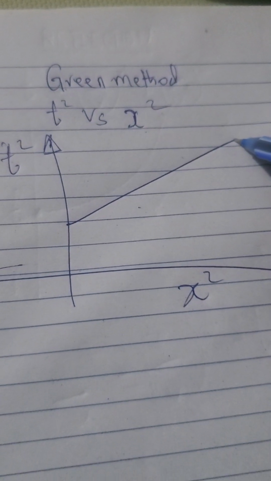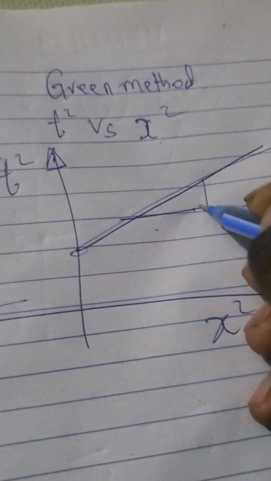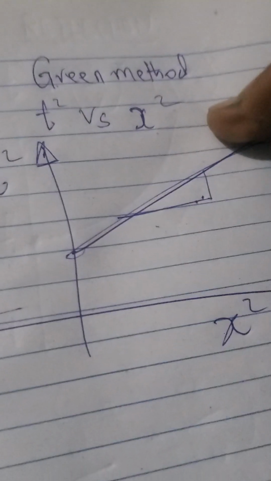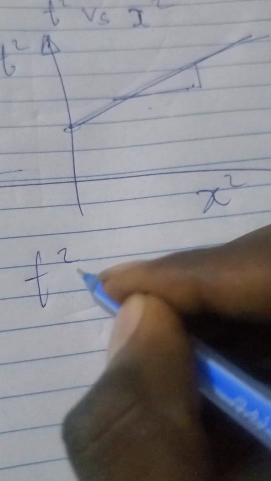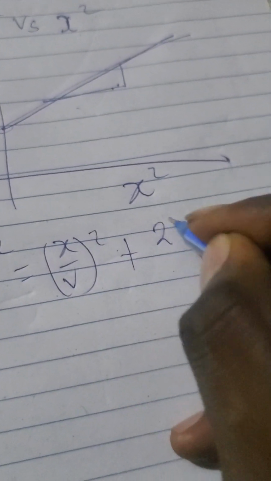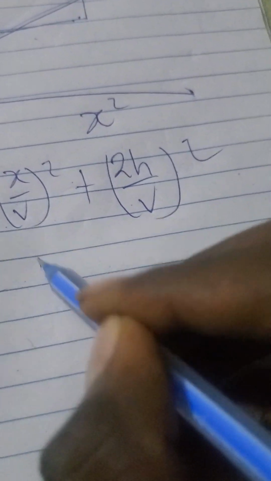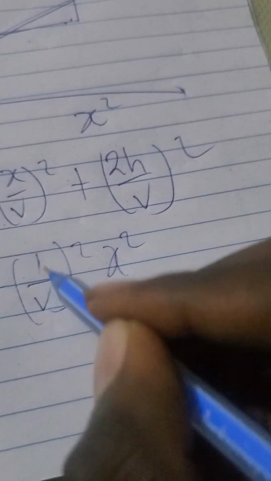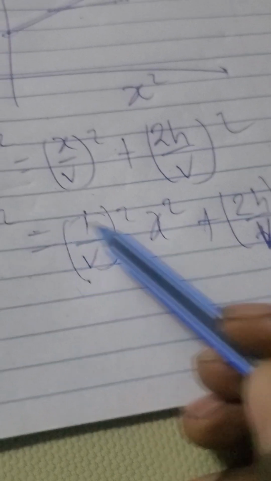If the total travel time equation is drawn as t squared against x squared, of course we will get a straight line. From this straight line, the slope will help us to extract the velocity of the layer. If you remember, I showed you how you can memorize this formula: t squared is equal to (x over v) squared plus (2h over v) squared. So if you draw the graph of t squared against x squared, you will see that the slope is 1 over v squared, plus the intercept 2h over v squared. So this will be the slope of the graph.